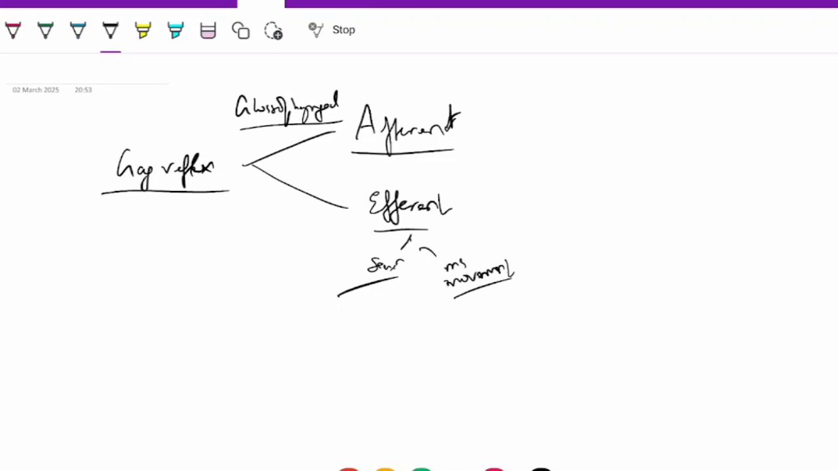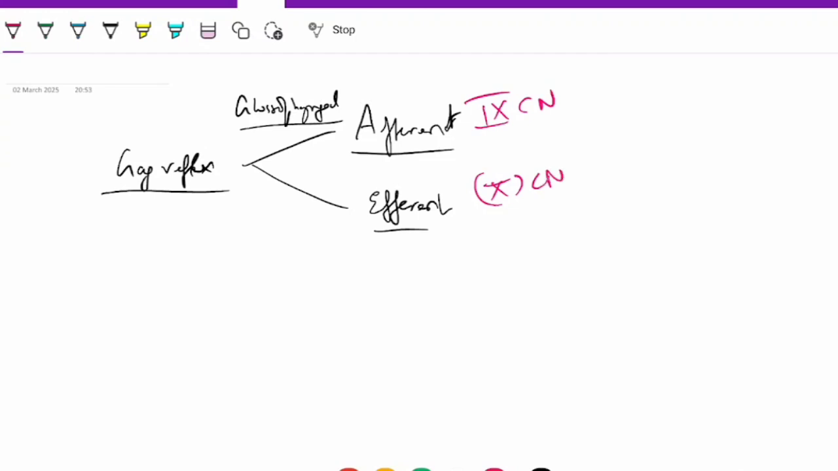Now, any reflex will involve an afferent as well as an efferent. What is the afferent nerve in the case of the gag reflex? The afferent is the ninth cranial nerve. So, who is the efferent? The 10th cranial nerve. The 10th cranial nerve, 11th and 12th we'll see in the next video. But as of now, you just know that the ninth cranial nerve is partly responsible for your gag reflex, right?